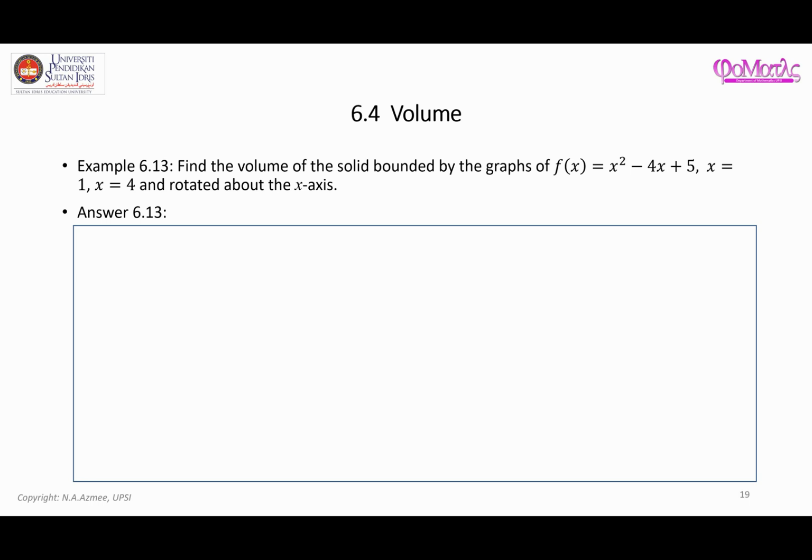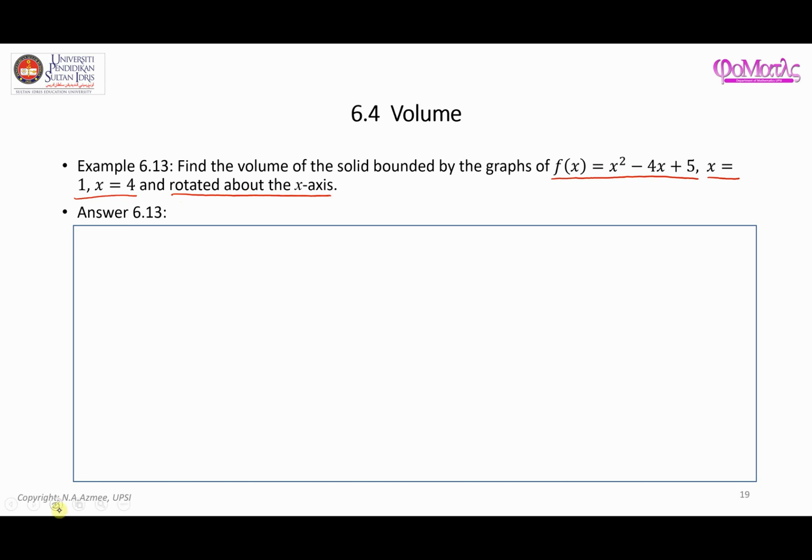So here is the last example related to finding the volume of the solid that is bounded by the given function. In this case, we have this following graph here. f(x) is equal to x squared minus 4x plus 5. And the boundaries given are x equals 1 and x equals 4. Once you have managed to sketch the region, then the region will be rotated about the x-axis.